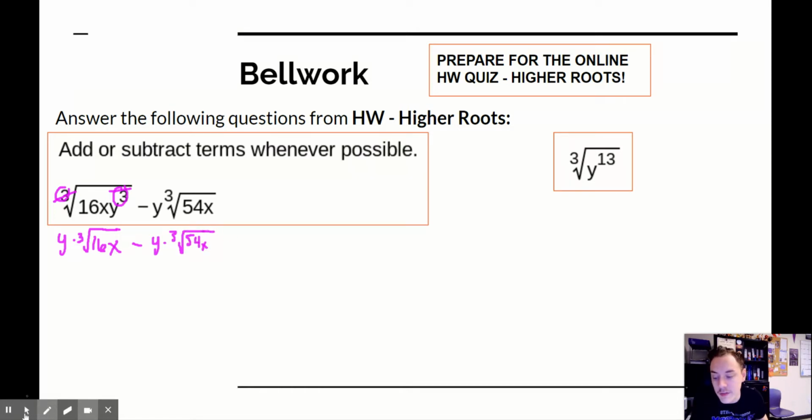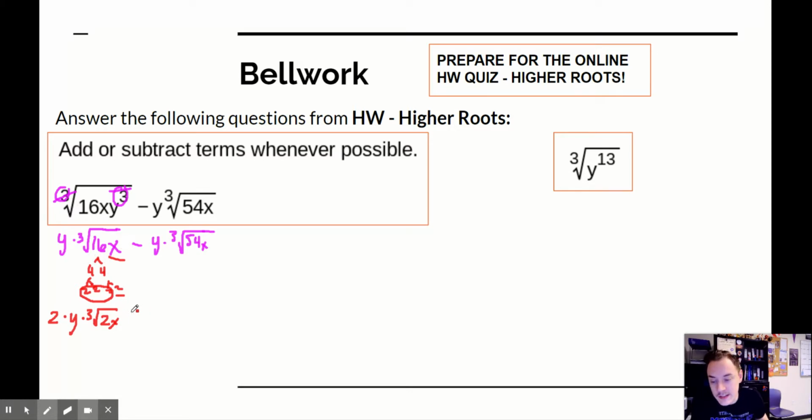Now I want to simplify all this stuff. I want to simplify this 16. So this is 4, 4, this is 2, 2, this is 2 and 2. Since it's a cube root, I want to circle 3 of these 2's, and that means it comes outside. So this is 2 times y times the cube root of, and there's a 2 still in here, but there's also an x still in there. Awesome. So now I have all that.